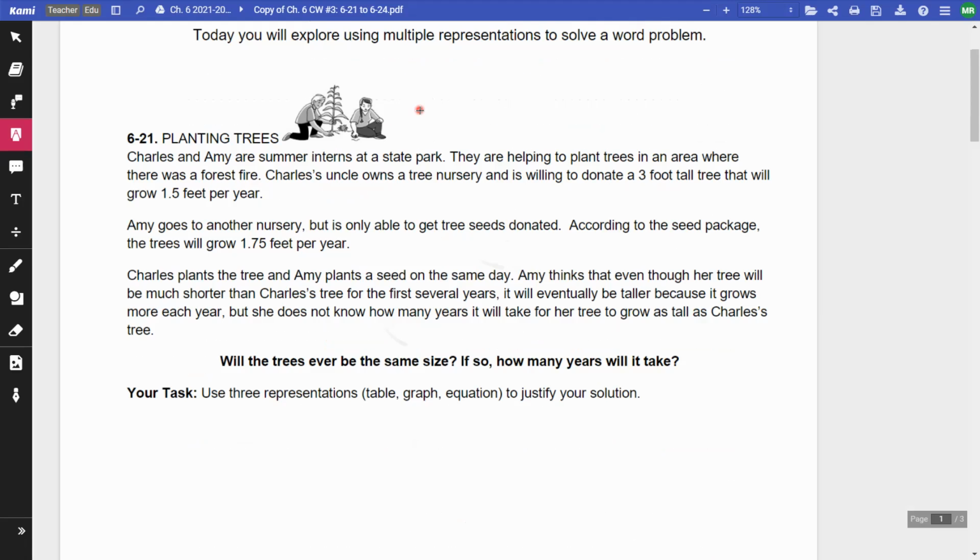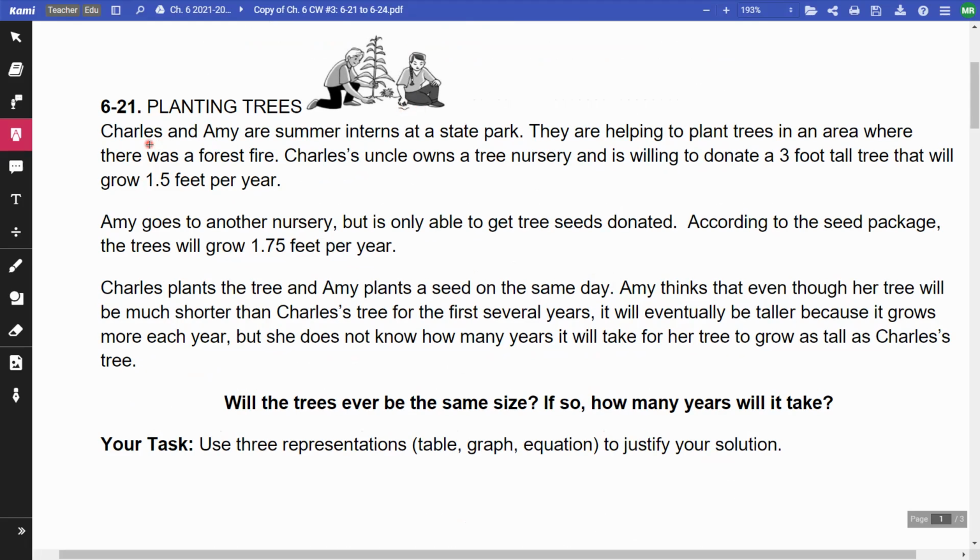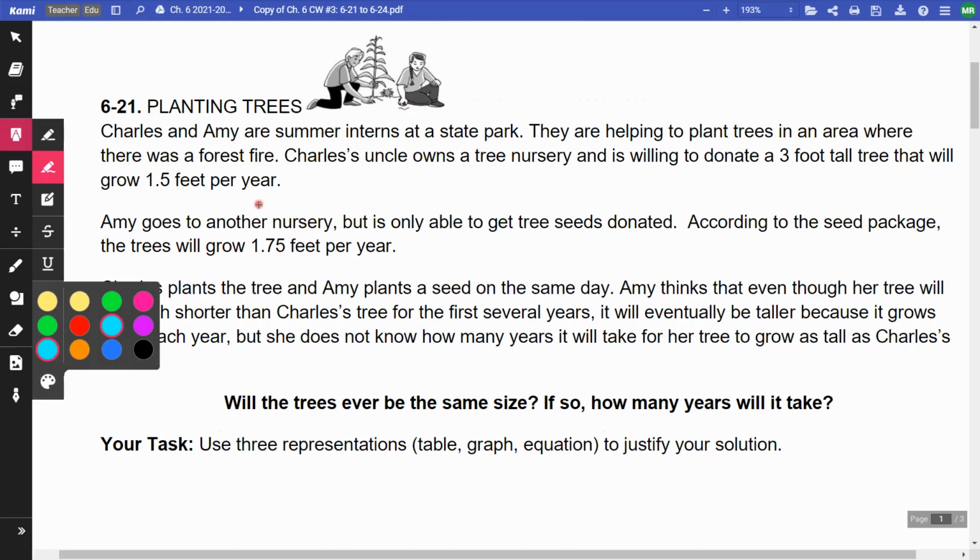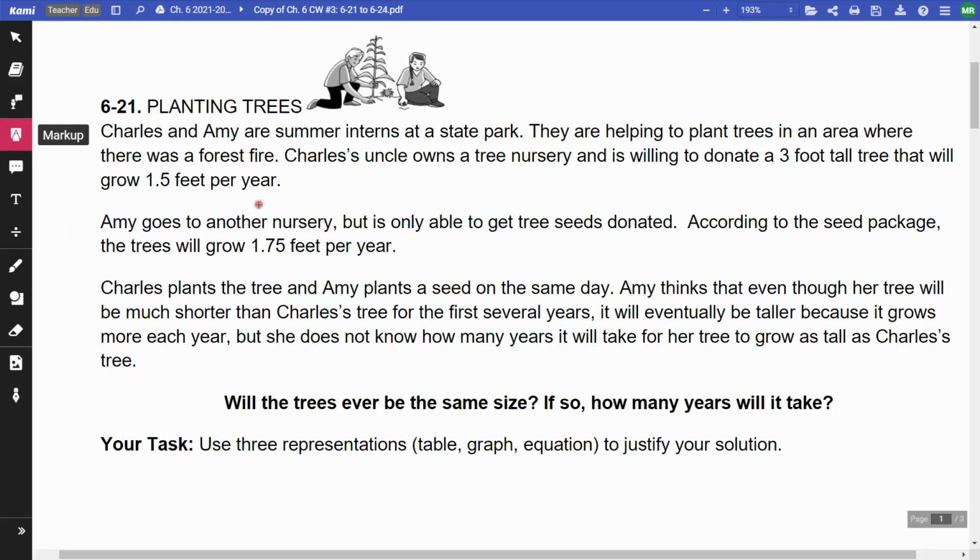So for this problem, this is called 6-21 planting trees. Charles and Amy are summer interns at a state park. They're helping to plant trees in an area where there was a forest fire. Charles's uncle owns a tree nursery and is willing to donate a 3-foot tall tree that will grow 1.5 feet per year. So I'm just going to highlight that information here. We have Charles, and a 3-foot tall tree that grows 1.5 feet per year.